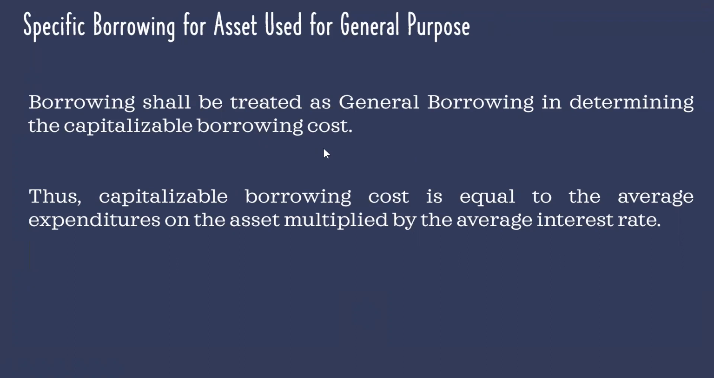So, in short, i-apply natin yung concepts or yung mga theory about how to compute capitalizable cost if the borrowing is considered a general borrowing. So therefore, the capitalizable borrowing cost is just equal to the average expenditures on the asset or yung average carrying amount of the asset multiplied by the average interest rate or yung sinasabi natin na capitalization rate.